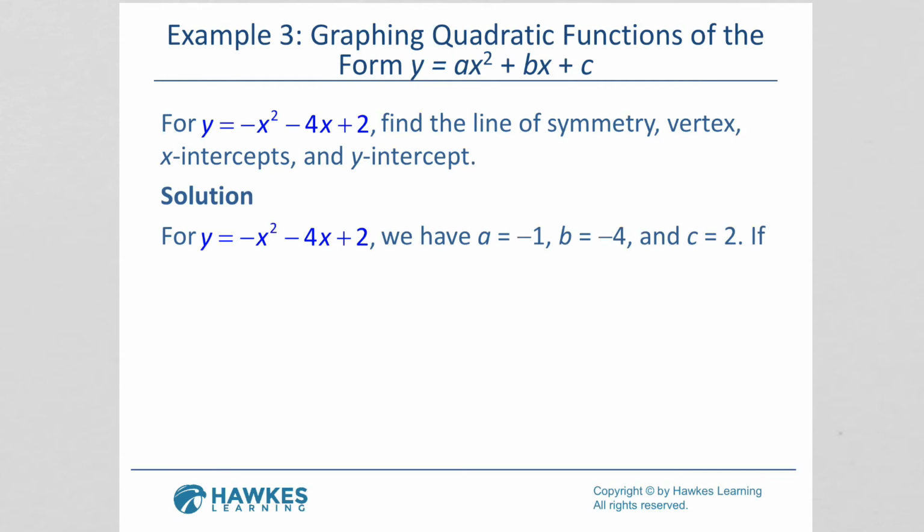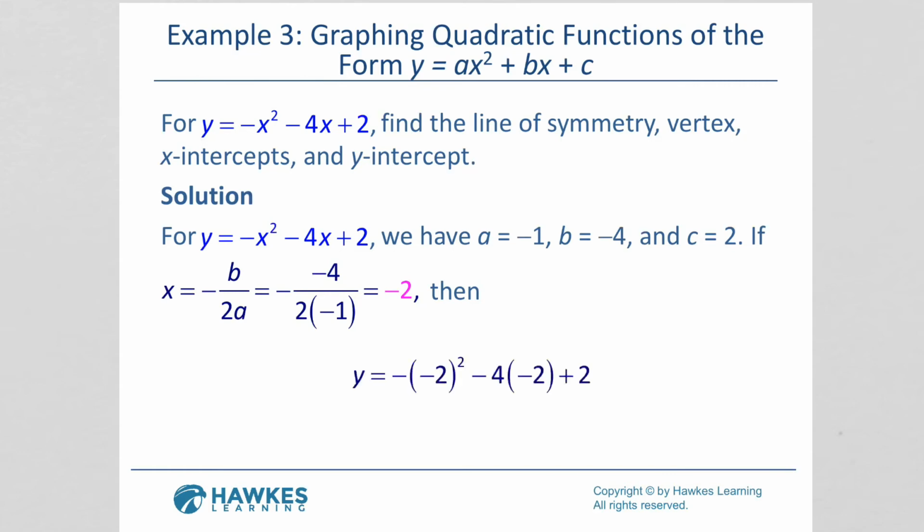For y equals negative x squared minus 4x plus 2, we have a equals negative 1, b equals negative 4, and c equals 2. If x is the opposite of b over 2a, which is your line of symmetry, and it's also the x-coordinate for your vertex, in this case that would be equal to negative of negative 4 over 2 times negative 1, which simplifies down to negative 2.